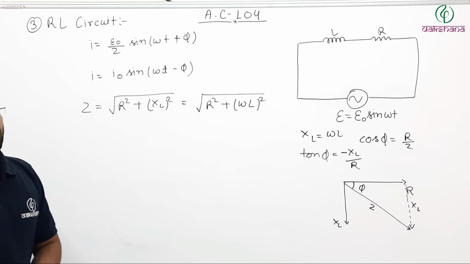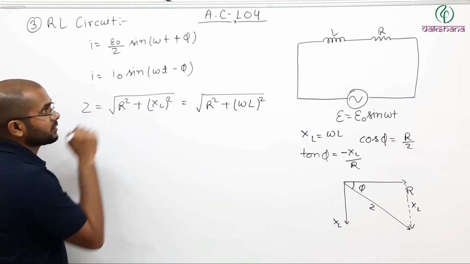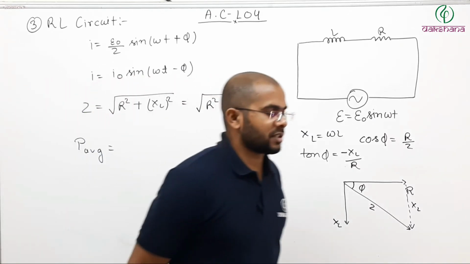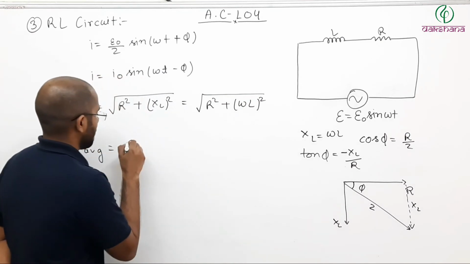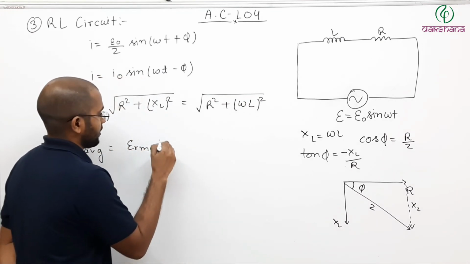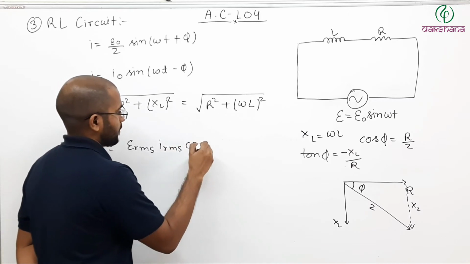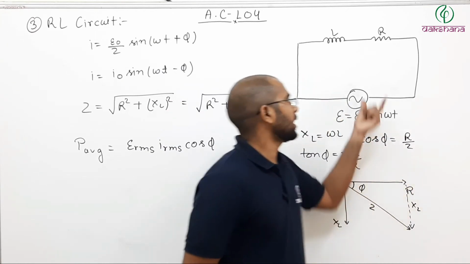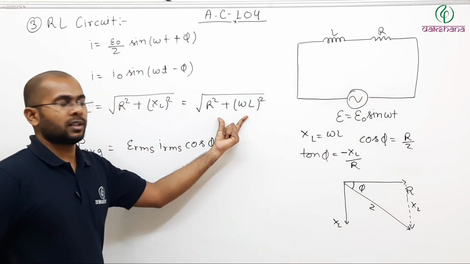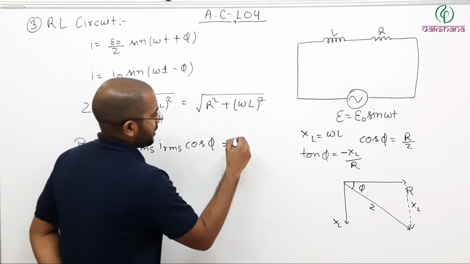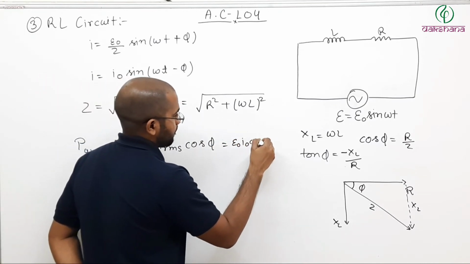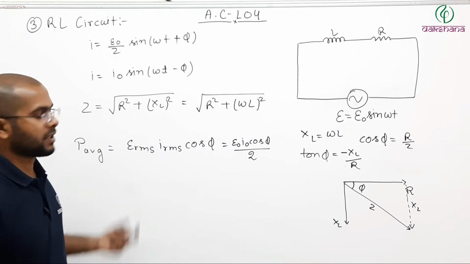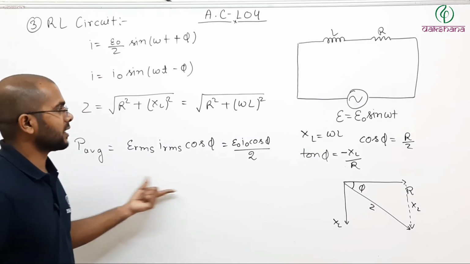Now what would be the power consumed? So power consumed in an LR circuit, P average. What is the standard equation? ERMS IRMS cos phi. That is your standard. And what is cos phi? R by Z. R you know from here, Z you know from here. So this is the power, and you can also write it another way. What is this? E naught I naught cos phi whole divided by 2. That also can be written as your average power.